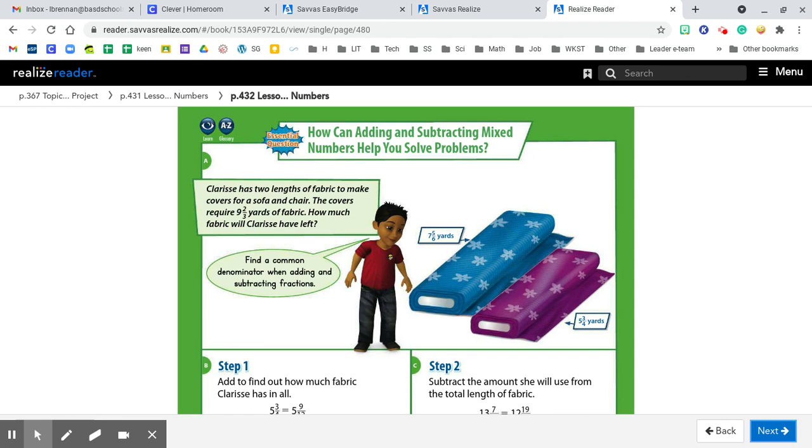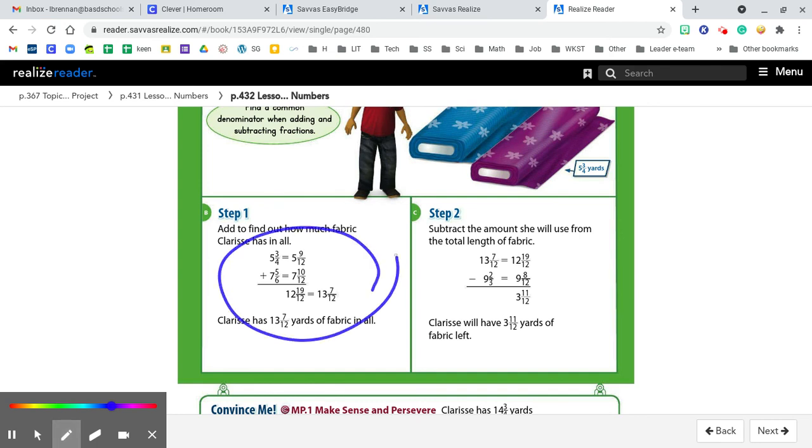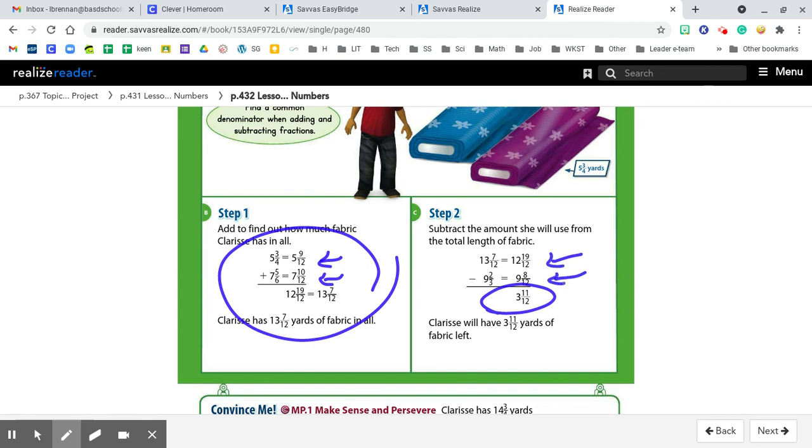So as we move on, first she's going to find out how much she has in all. So she's going to do some adding. And then she's going to subtract the amount she will use from the total length of the fabric that she has left. So she'll have 3 and 11 twelfths left at the end. Notice how she had to rename her fractions in both cases in order to solve the problem.